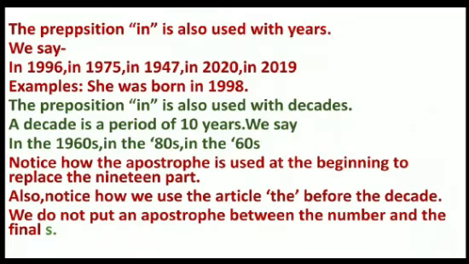We do not put an apostrophe between the number and the final S. In the 80s, in the 60s, we put the apostrophe before the number 8 and the number 6. And we do not put an apostrophe between the number 0 and the final S.